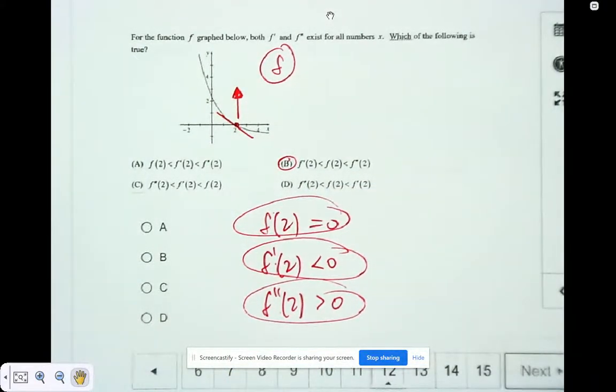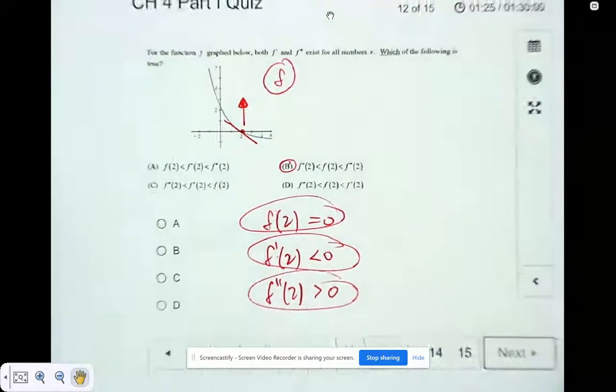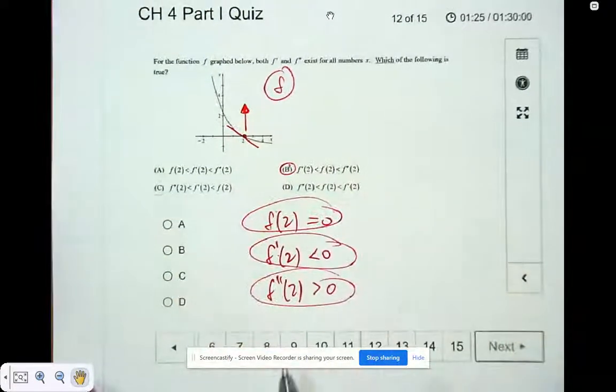Okay, that's like an AP style question that maybe you didn't get, but if that made sense to you, now you play around with that, you'll get better at it. Okay.